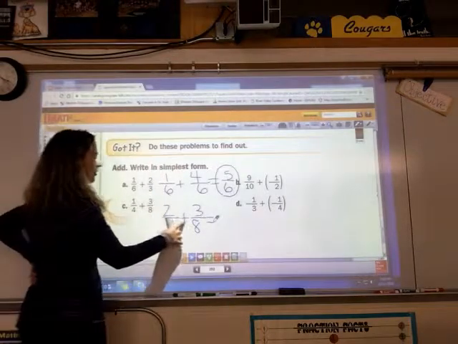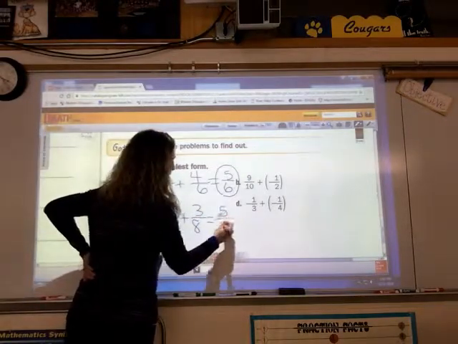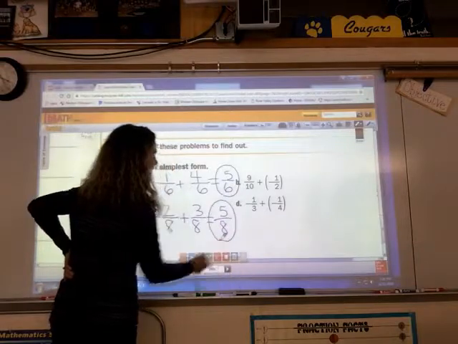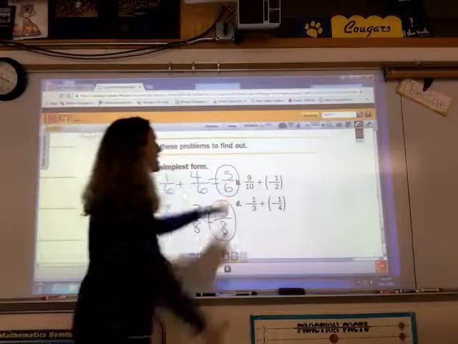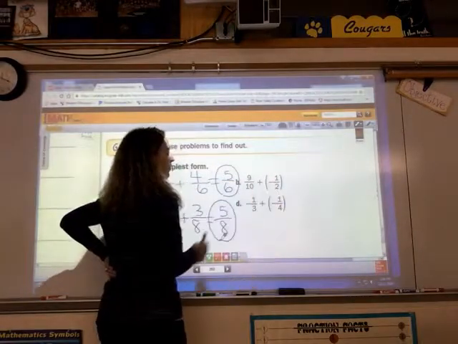So I'm thinking 2 plus 3 would give me 5, and then 8 stays the same, and it's in simplest form, so our answer would be 5/8. If we take a look at letter B, I've got 9/10 plus negative 1/2.